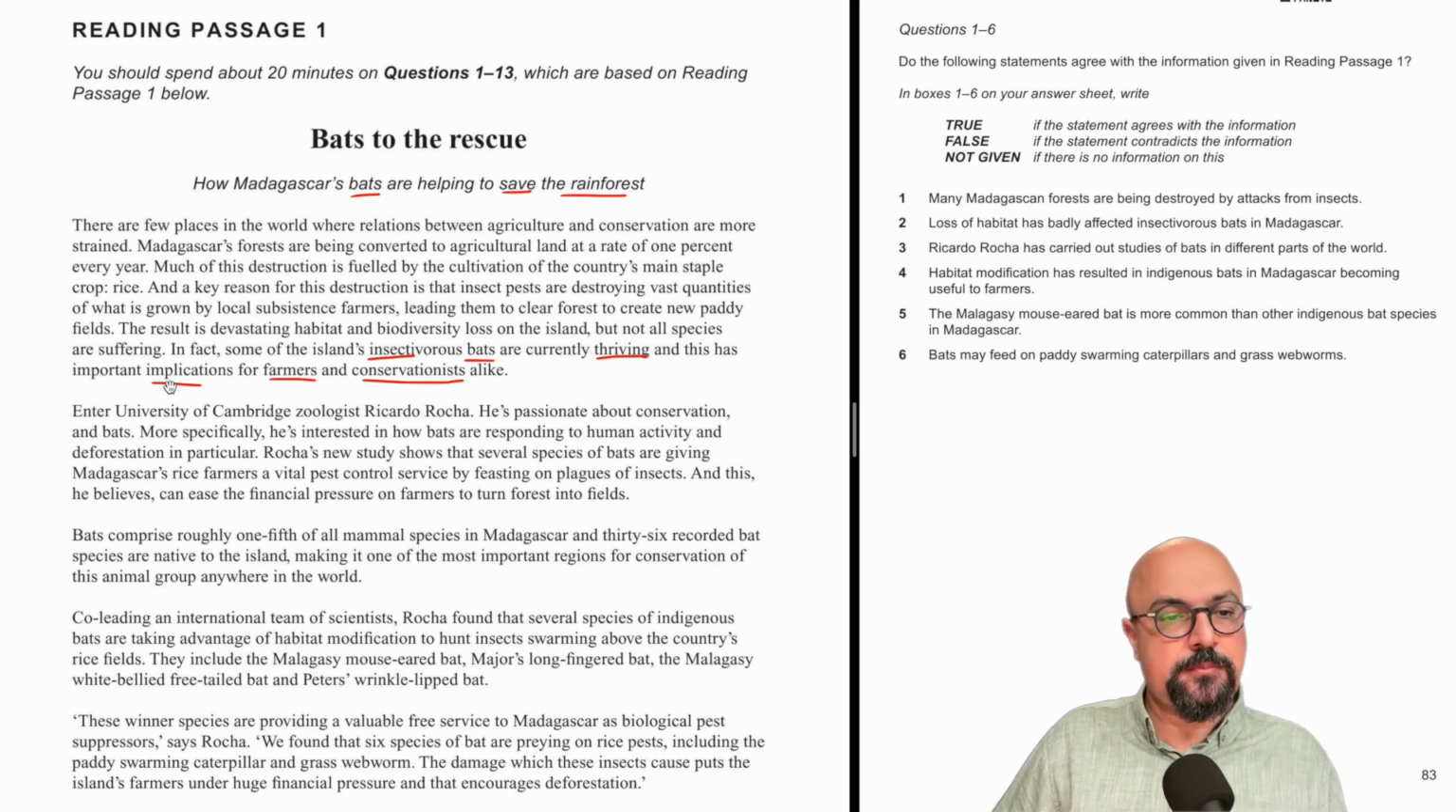Okay. Enter University of Cambridge zoologist. So we have this zoologist here. What does he say? Let's say he's passionate about conservation and bats. Okay, this guy is passionate about these things. Well, that's pretty much enough for now. Let's move on to the next paragraph.